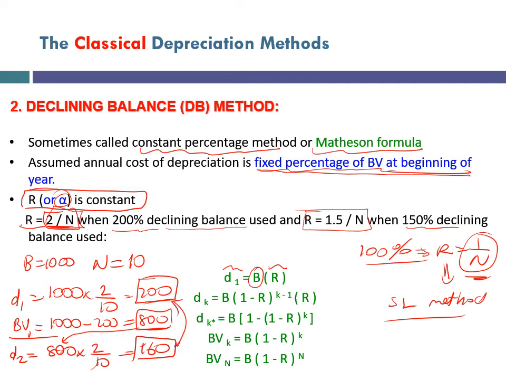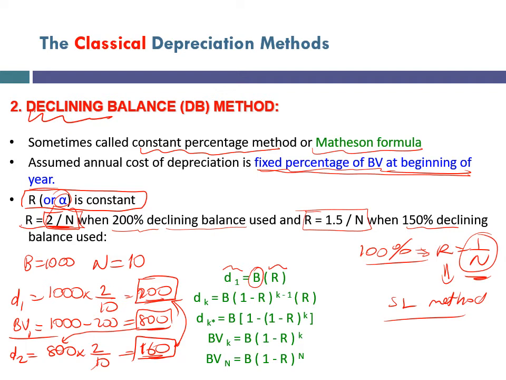They are different from each other. See? In the straight line method, they would be the same, but in declining balance they are different. And as you can see, the depreciation in the second year is less than the depreciation in the first year. That's why it is called declining. The depreciation amount at each year reduces, declines.